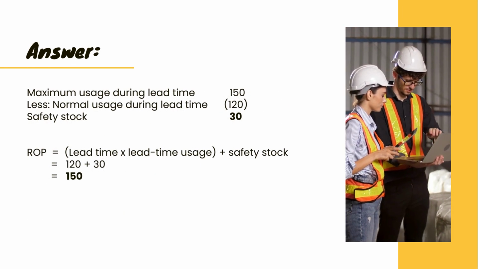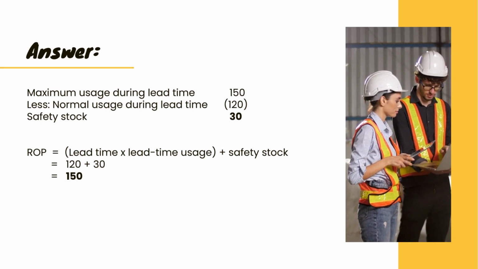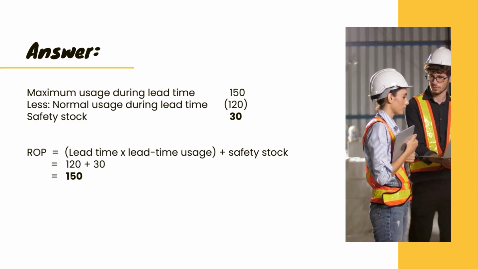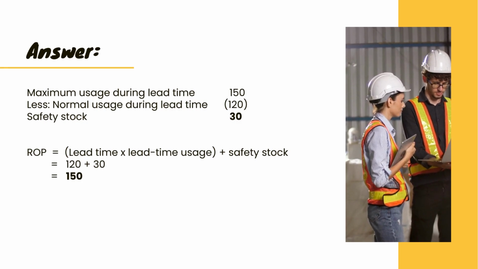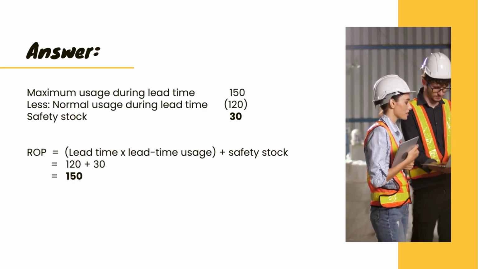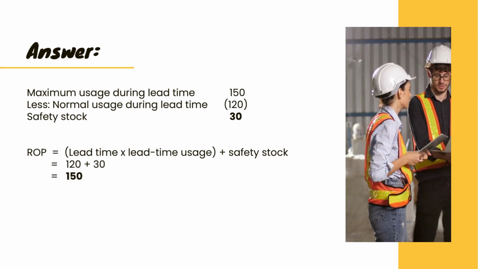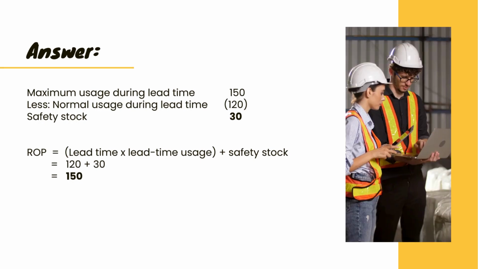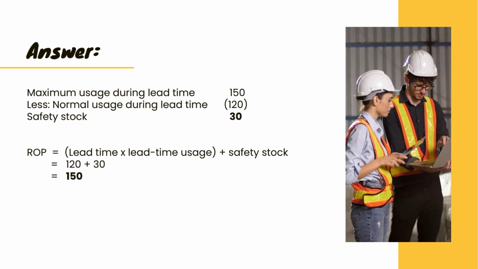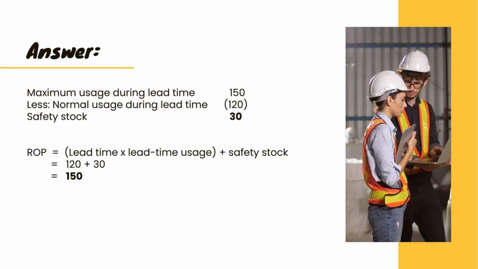To get the answer, maximum usage minus normal usage during lead time, will lead us to 30 units of safety stock. So, ang ROP naman, ang kanyang formula ay lead time times lead time usage plus safety stock. So, ang lead time na tinutukoy dito ay normal usage during lead time. So, given na 120 units daw yon, plus yung safety stock na 30, so 150. So, ang reorder point ay 150.